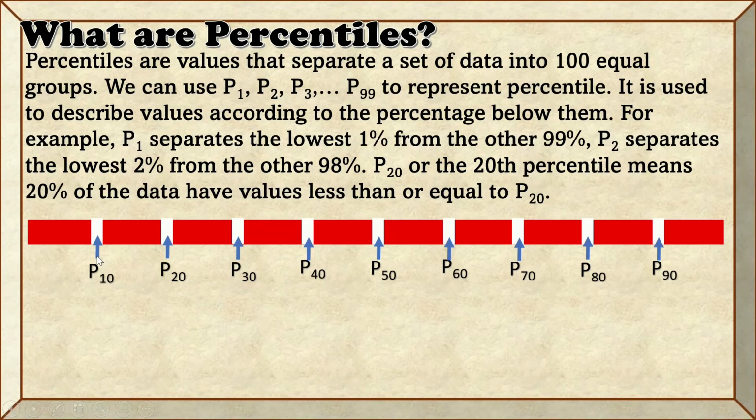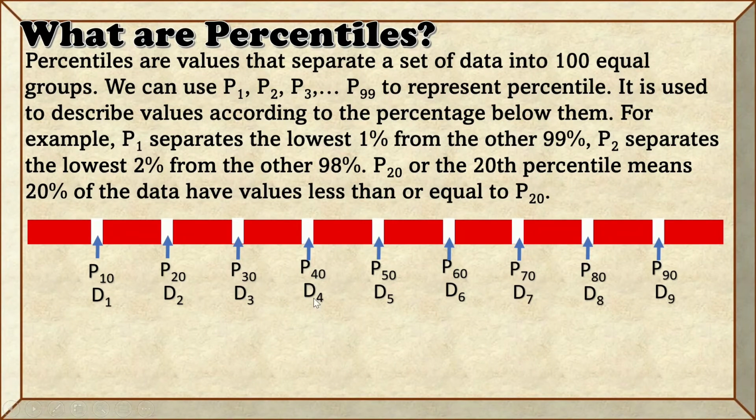Below 10 percentile, we have the P sub 1, P sub 2, P sub 3, up to P sub 9. And between the P sub 10 and P sub 20, we have P sub 11, P sub 12, P sub 13, and up to P sub 19. The 10th percentile is equal to first decile. The 20th percentile is equal to second decile. The 30th percentile is equal to third decile.